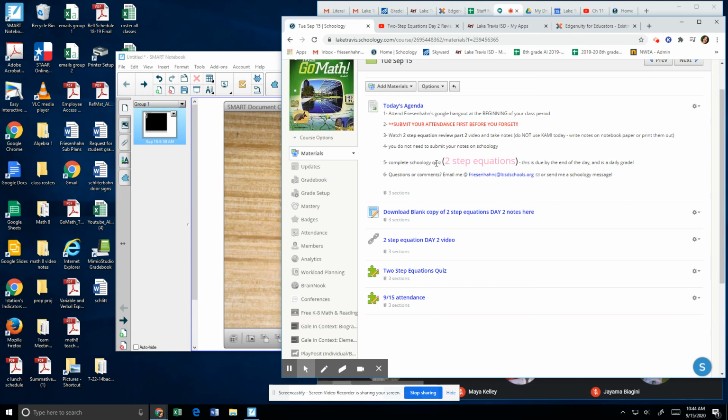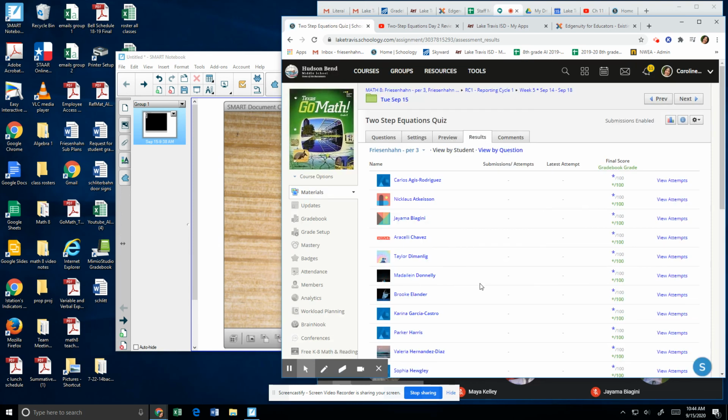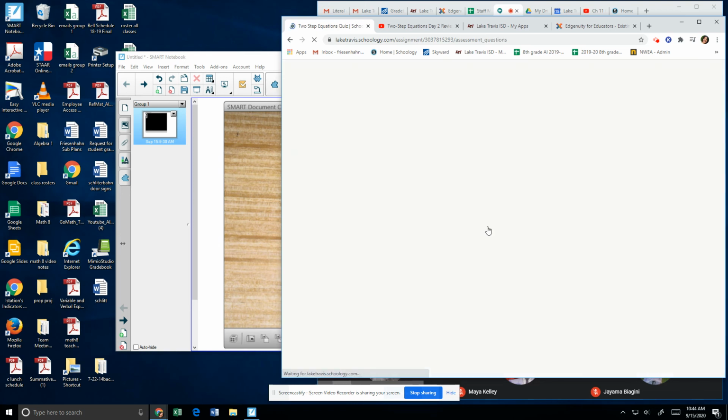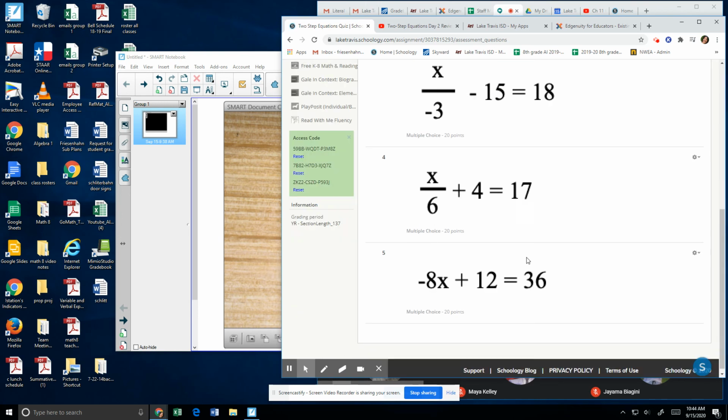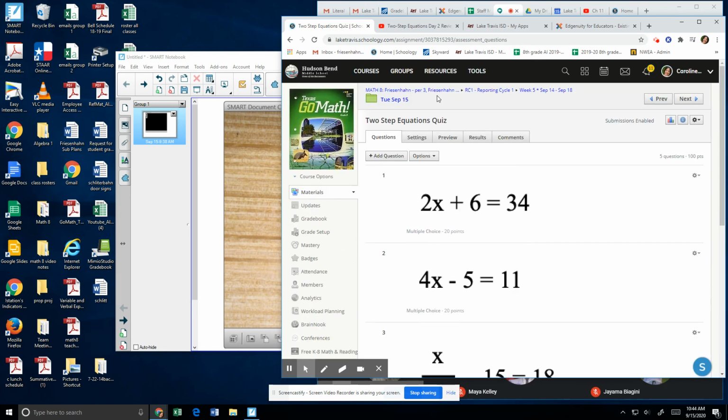need to do, okay? This says complete Schoology quiz, two-step equations. Do you see how there's a link right here? Two-step equation quiz. So you're gonna take a two-step equation quiz. It's not a quiz grade, it's a daily grade, but it is literally, guys, 5 questions long, okay? You're answering 5 questions for homework. That is not very much to ask at all.